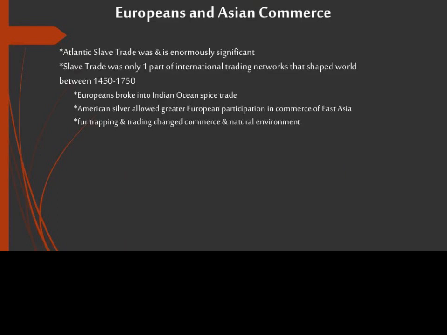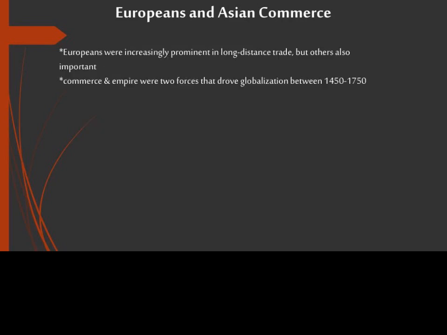Okay, first we're going to talk about Europeans and Asian commerce. So Atlantic trade was and is enormously significant. The slave trade was only one part of the international trading networks that shaped the world between 1450 and 1750. The Europeans finally broke into the Indian Ocean spice trade. During this time, American silver allowed greater European participation in the commerce of East Asia, and fur trapping and trading completely changed commerce and the natural environment.